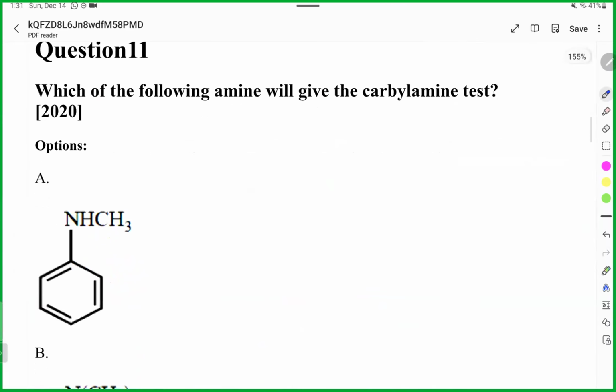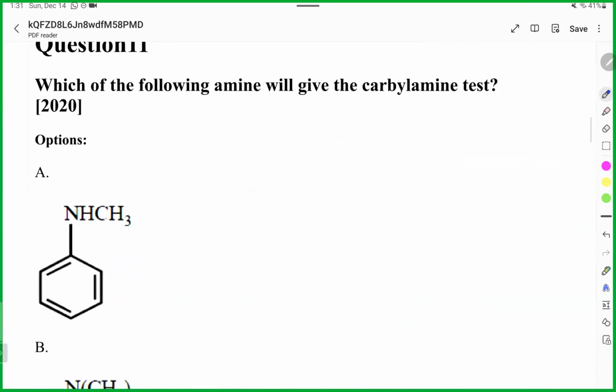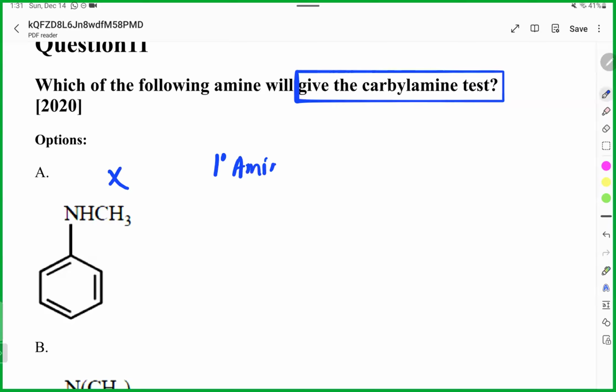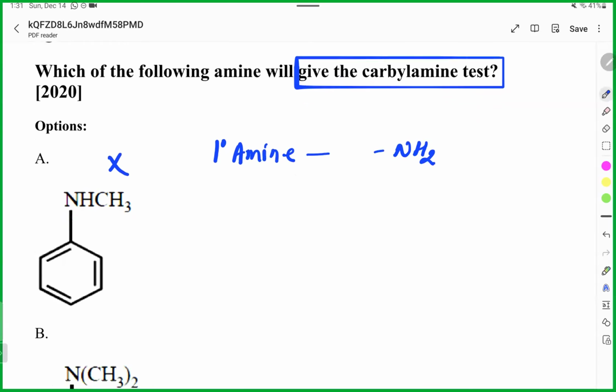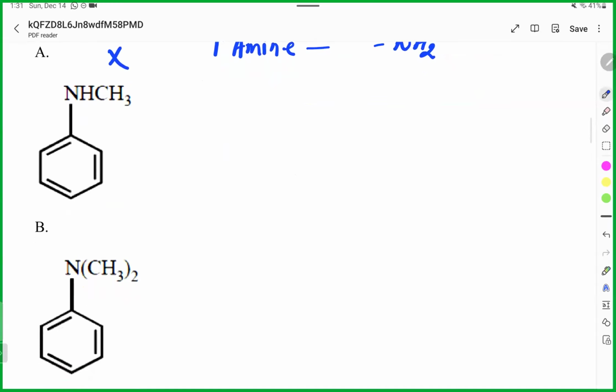Carbylamine test. Anvita, is A correct? Which one will give the carbylamine test? Only a primary amine will give this test. NH2 will give this test. Yes, B will give this test.